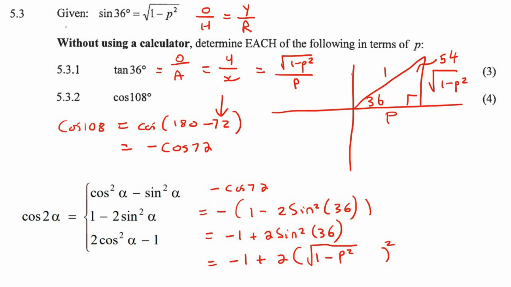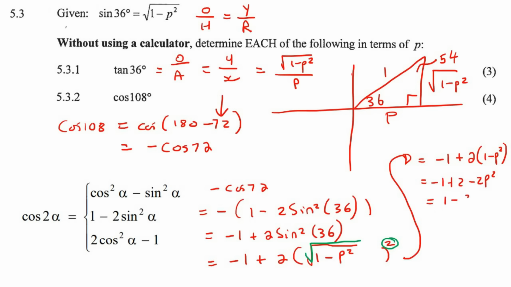Now, if you square this square root, the square and the square root cancel each other out. So now you would be left with minus 1 plus 2, and then in brackets, 1 minus p squared. And that's going to end up becoming minus 1 plus 2 minus 2p squared, and so that's going to be 1 minus 2p squared.